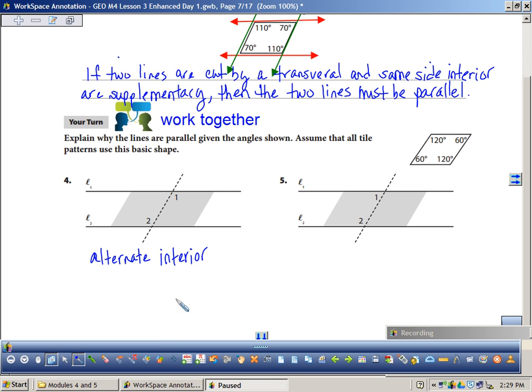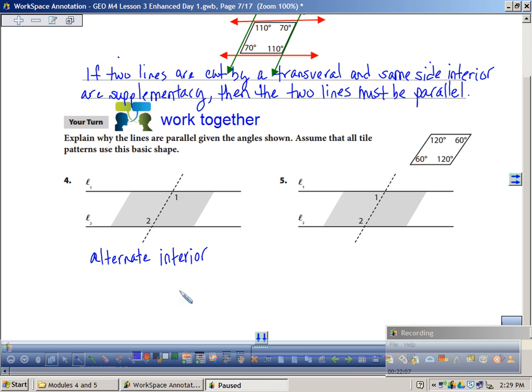You have 2 options. In order for them to be parallel, they have to either be congruent or supplemental. Which one? Alternate interior angles are congruent or alternate interior angles are supplemental? Supplementary. Okay.